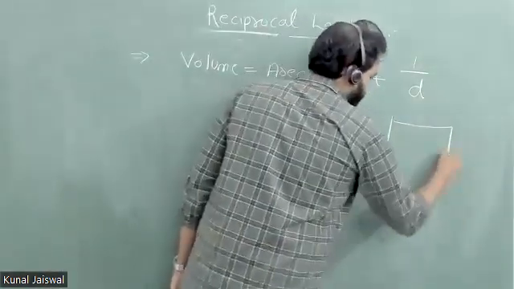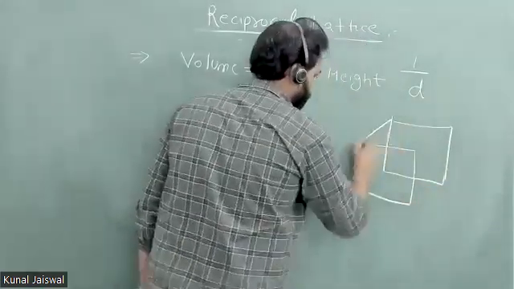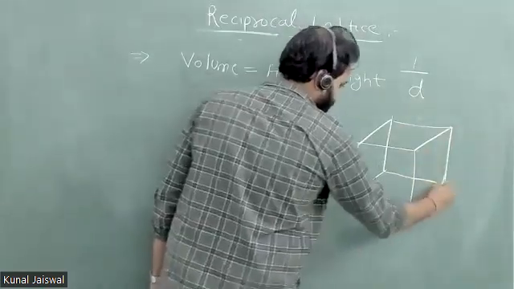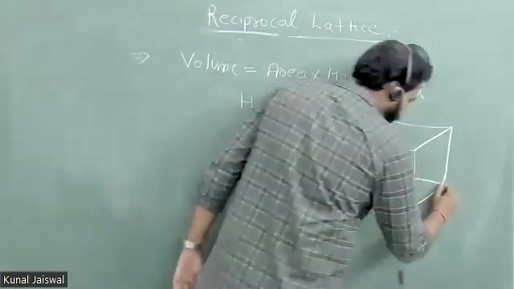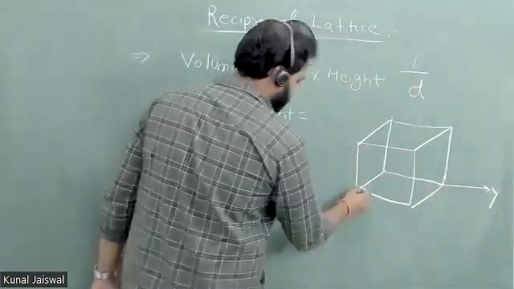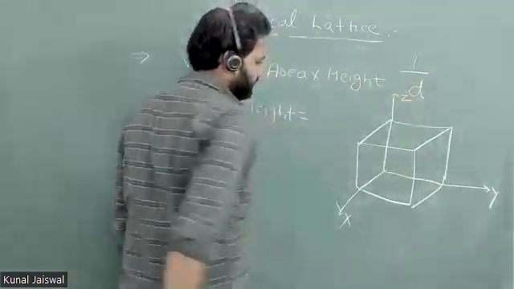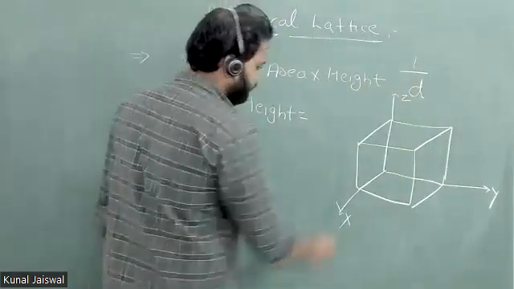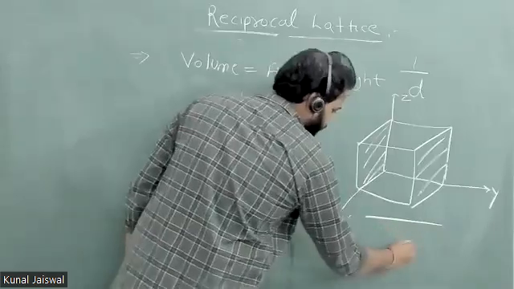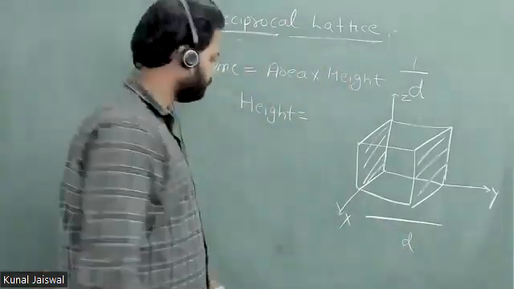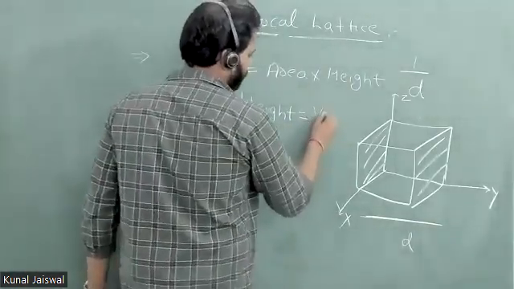First of all I should make a cube here, it will be clearer. Let's suppose this is the y axis, this is the x axis, and this is the z axis. Let's suppose this is our first plane and this is our second plane, and this distance is small d. Clear so far? So what will the height be? Height will be volume upon area.